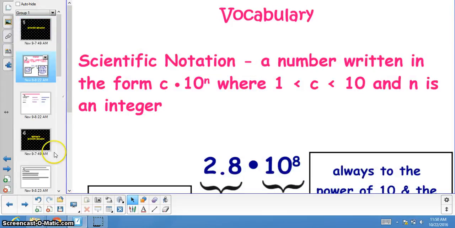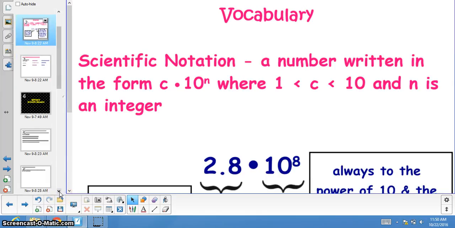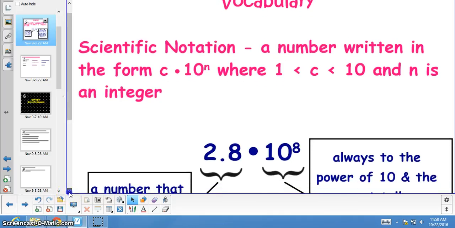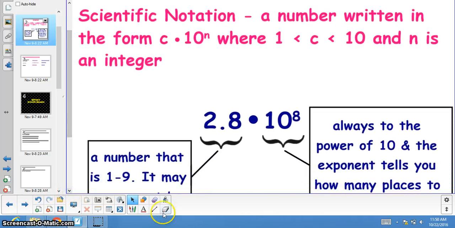Scientific notation is a number written in the form C times 10 to the nth power, where 1 is less than C, which is less than 10, and n is an integer. Well, that's a lot of words. So, as usual, in class, we break it down. We're going to do the same thing.